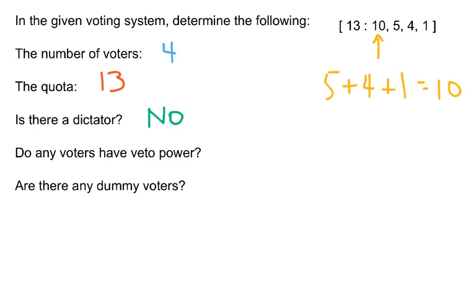Well, in order to pass a motion here, you need a weight of 13. So that would not pass a motion. So the 5, 4, and 1 cannot pass a motion without this 10 weight voter. So this 10 weight voter does have veto power.